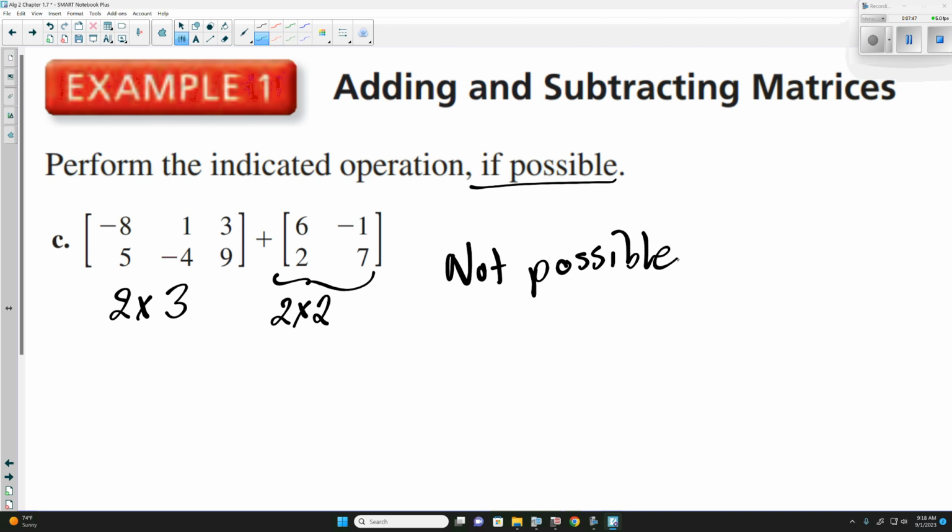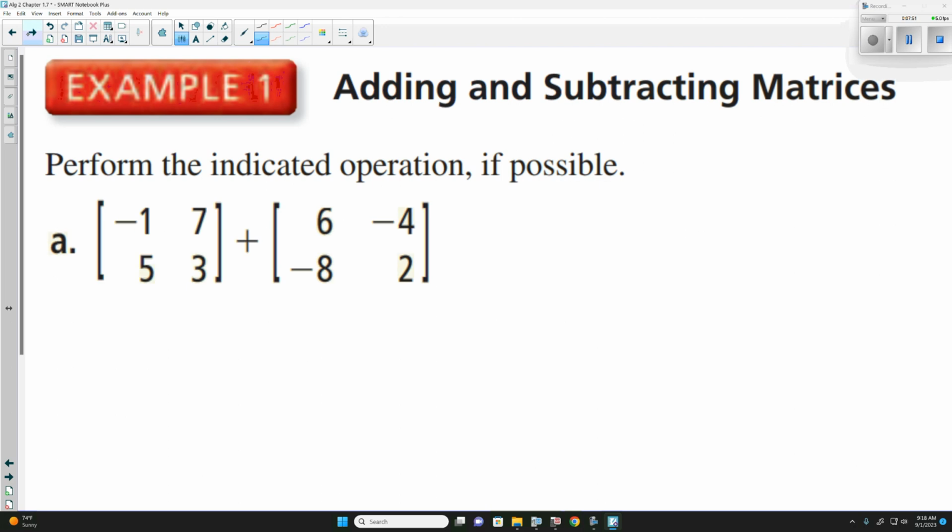Questions on this here? Questions on adding or subtracting? Yeah.